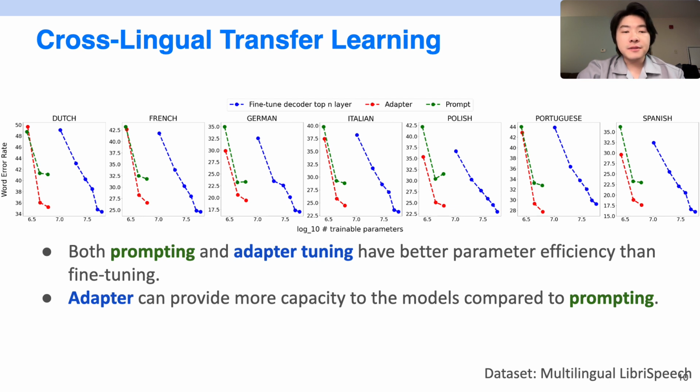And another observation is that adapters can provide more capacity to the pre-trained model than prompting. We see that adapter tuning can achieve a lower error rate than prompting as the trainable parameters increase. The performance of prompting seems to be saturated. Even though you increase the trainable parameters, the performance does not get better.